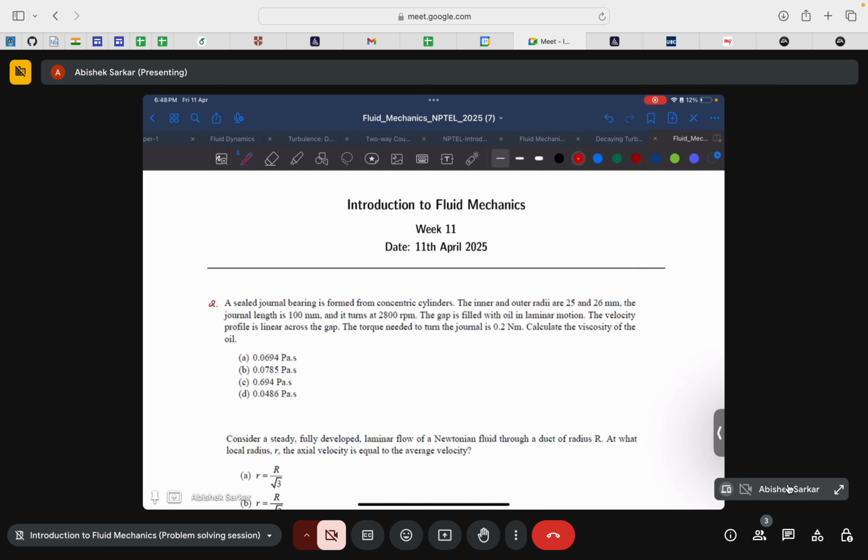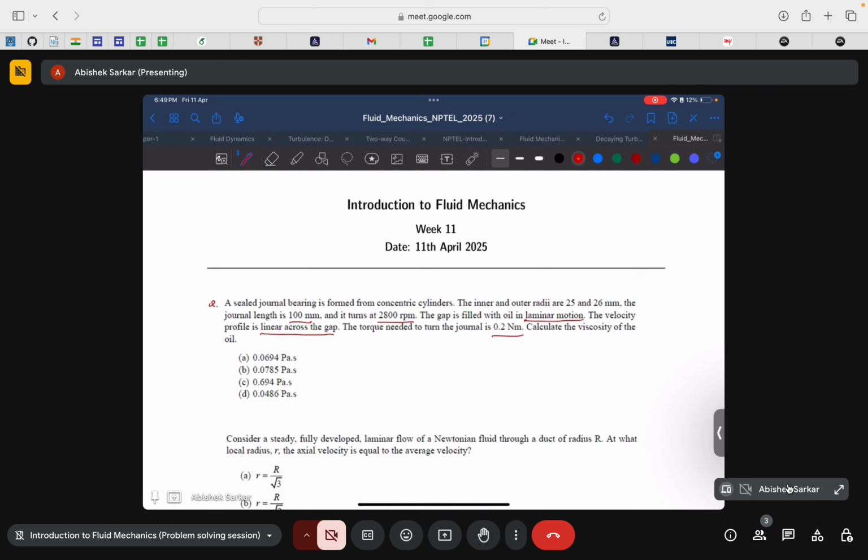A sealed journal bearing is formed from concentric cylinders. The inner and the outer radii are 25 and 26 millimeter, and the journal length is 100 millimeter. It turns at 2800 rpm. The gap is filled with oil in laminar motion. Again, a very important assumption: the velocity profile is linear across the gap. This is also very important. The torque needed to turn the journal is 0.2 Newton meter. Calculate the viscosity of the oil.